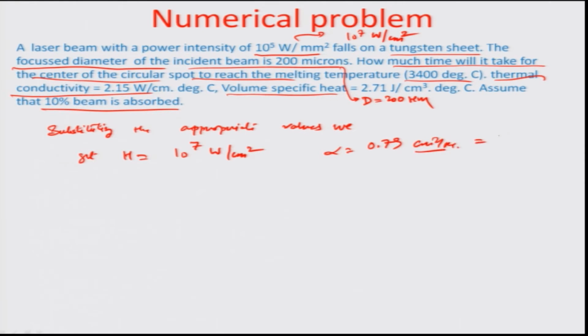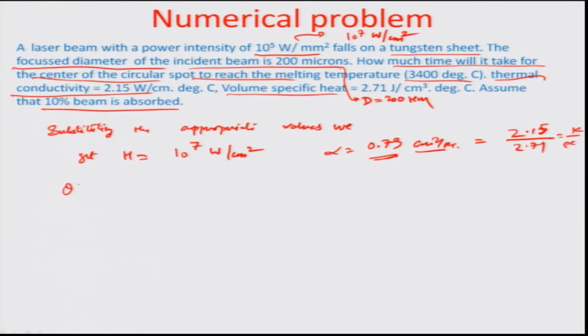We had earlier calculated this to be the ratio between the thermal conductivity, 2.15, to 2.71, the volume specific heat. This is rho c, this is k, related to the material. So, this is the material property aspect here, 0.79 centimeter square per second. And if we wanted to solve for the time of the machining to start with.